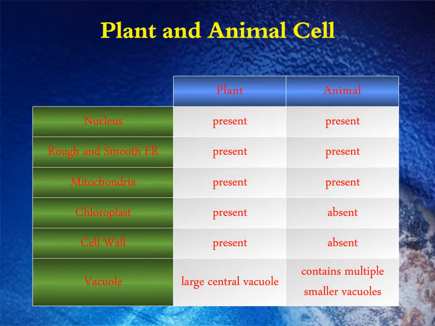This slide is pretty much a summary of some organelles that are in common and absent in one cell or another. So it's just pretty much to summarize the previous slides, just to make things a little bit easier to digest.